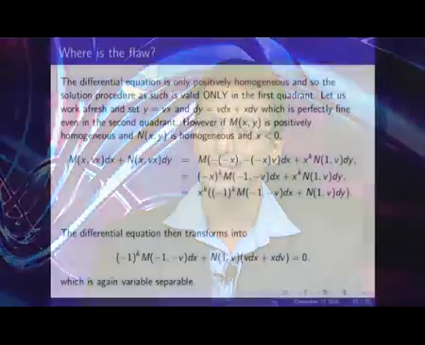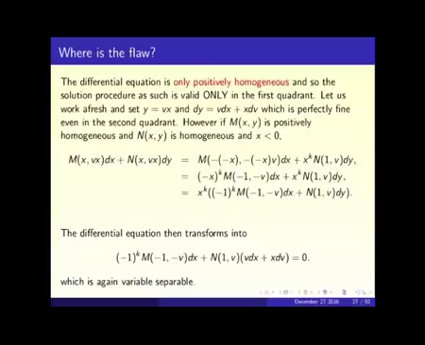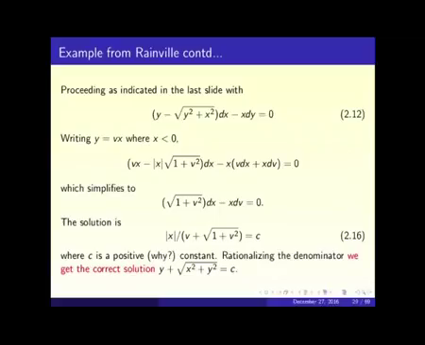But nevertheless, the last displayed equation is again variable separable. So let's go through it. Proceeding as indicated in the last slide, that is, put back what is the m and what is the n from the differential equation. We get y minus square root of y squared plus x squared dx minus x dy equal to 0.